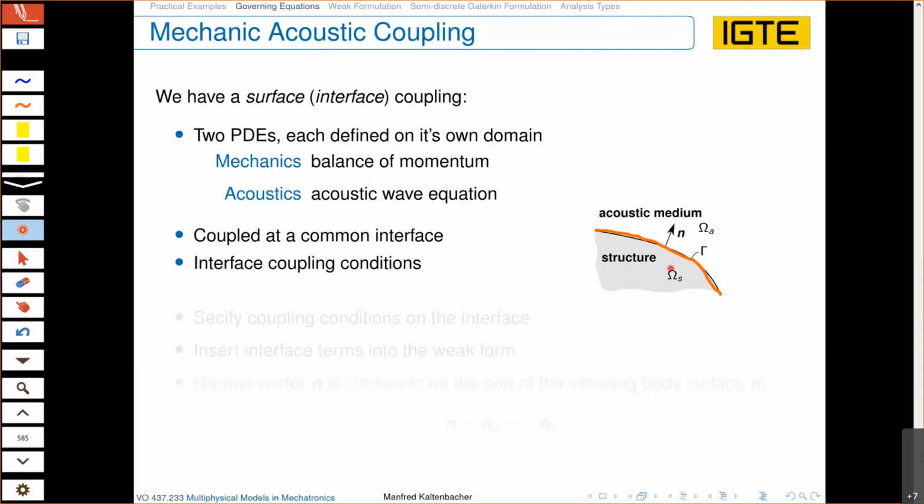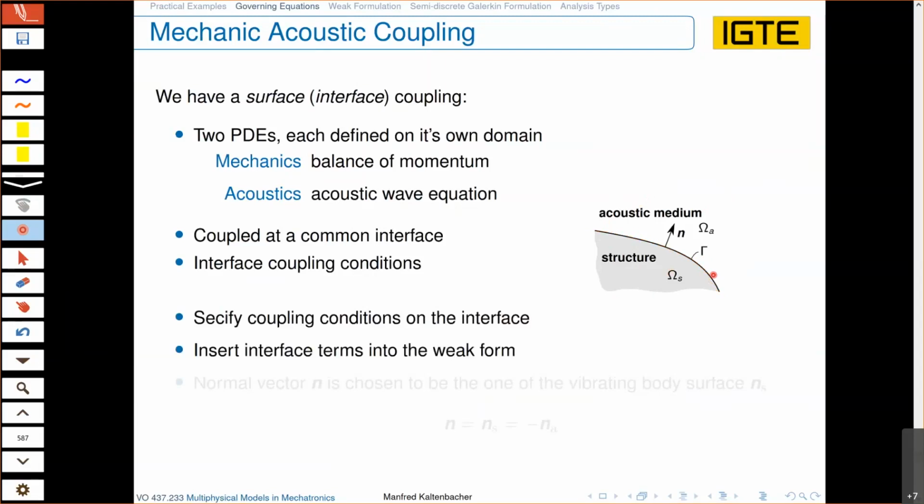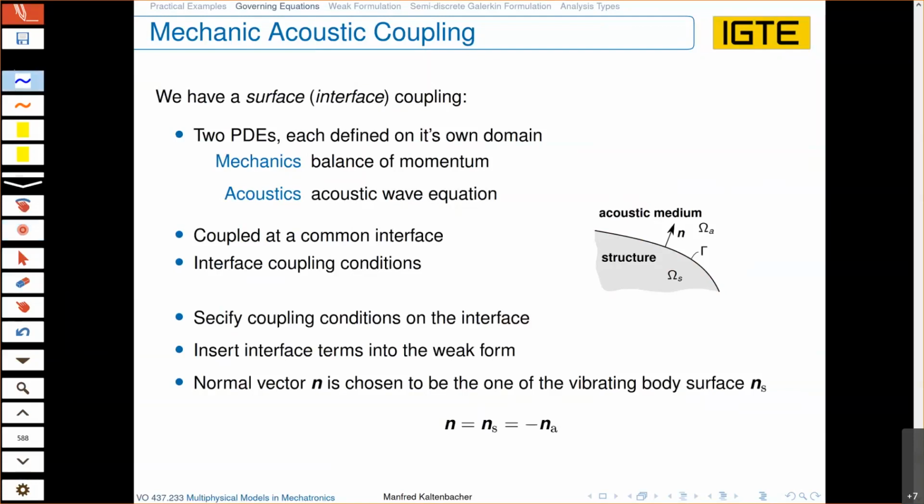And along this interface, we will now look at the coupling conditions, which we will then incorporate into the weak formulation. So we have to specify the coupling conditions and then insert them into the weak formulation. And the very important thing is the normal vector. The standard way is that the normal vector, as shown here, is used as the normal vector of the solid, so of the structural mechanical domain. You know, the normal vector is always pointing out of the volume.